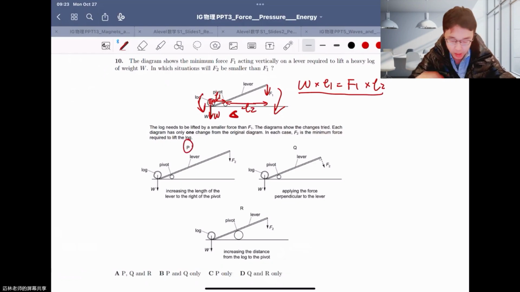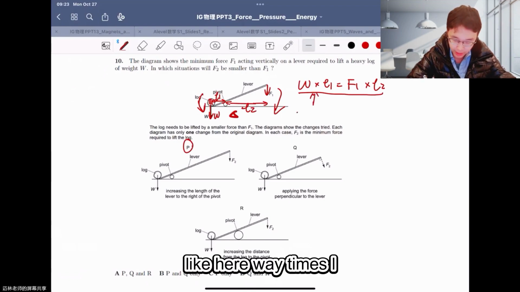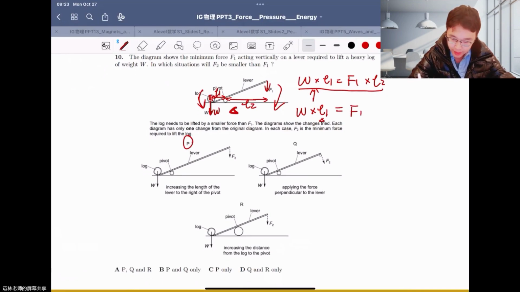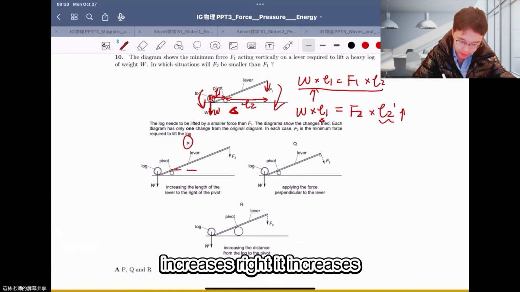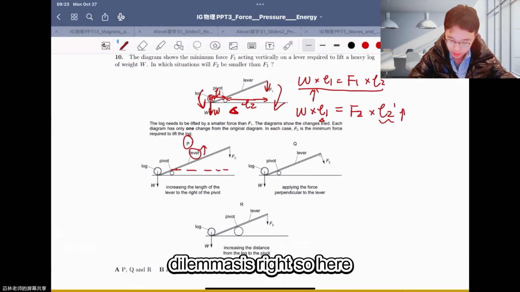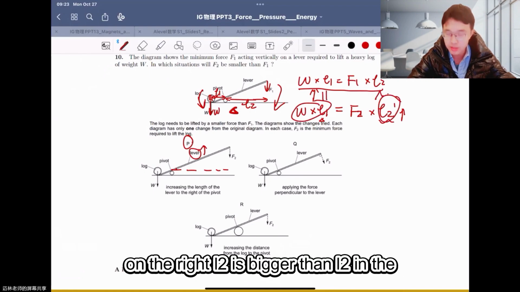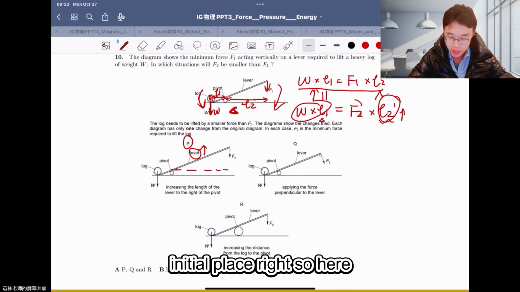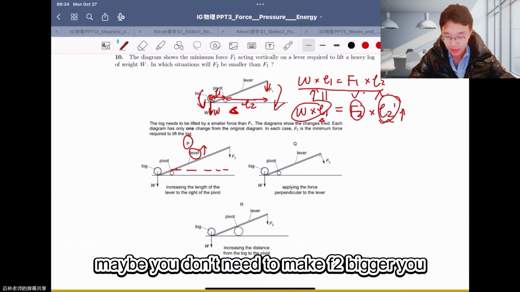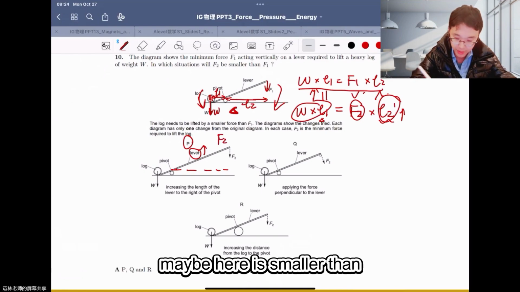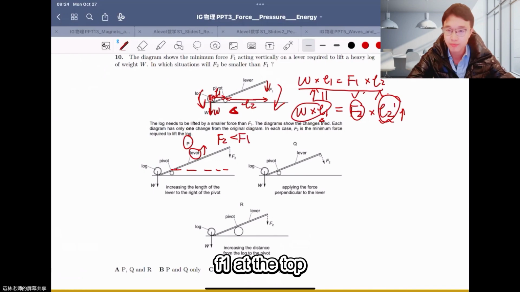And for P, you can find using the formula W times L1, the L1 doesn't change, right? But here L2 increases, the lever gets longer, right? So on the left it stays the same, but on the right, L2 is bigger than L2 in the initial position. So maybe you don't need to make F2 bigger, you just need it to be smaller, and it can still be equal. So we can say that F2 in P is smaller than F1 in the top figure.